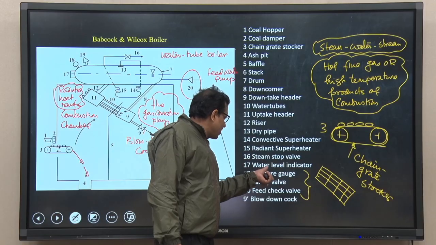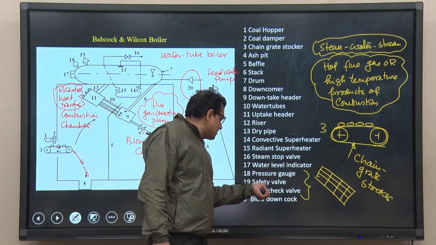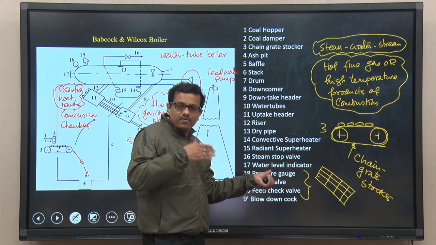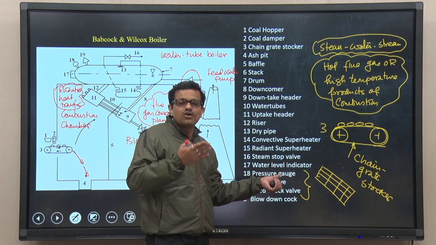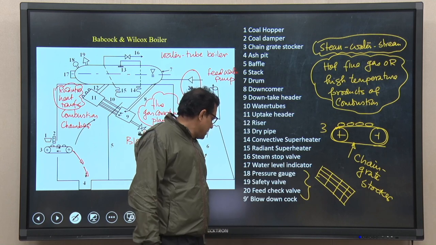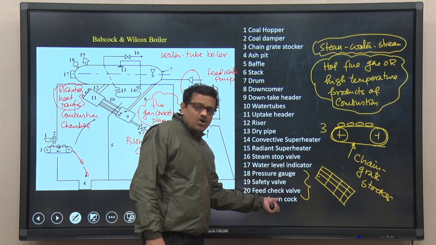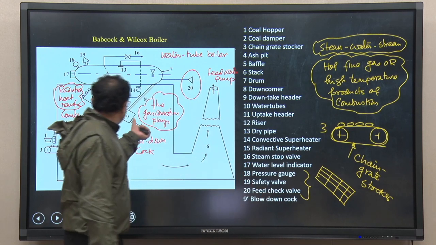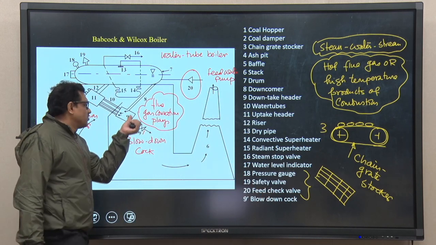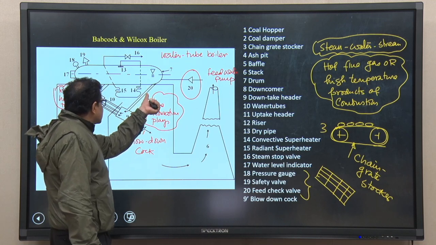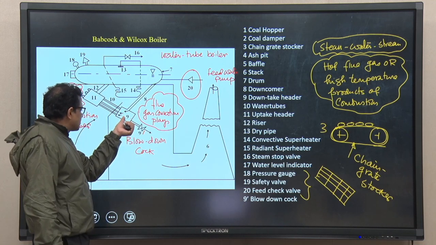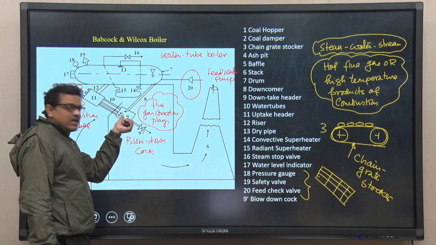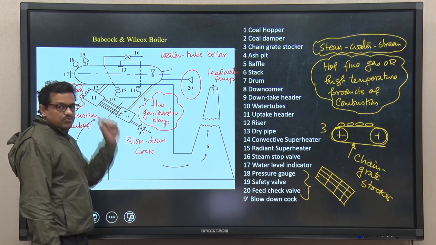So, water level indicator, pressure gauge, safety valve, all these three components are provided essentially for the safe operation of the boiler. Last is blow down cock 9'. I have already discussed the feed check valve. Blow down cock is given because water is coming from 8 and it is coming to 9. So, water is coming through 8 to 9, then water passes through the tube.